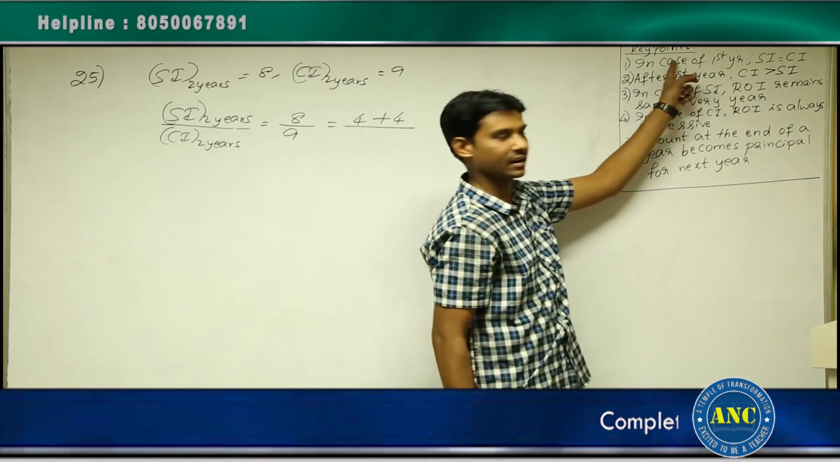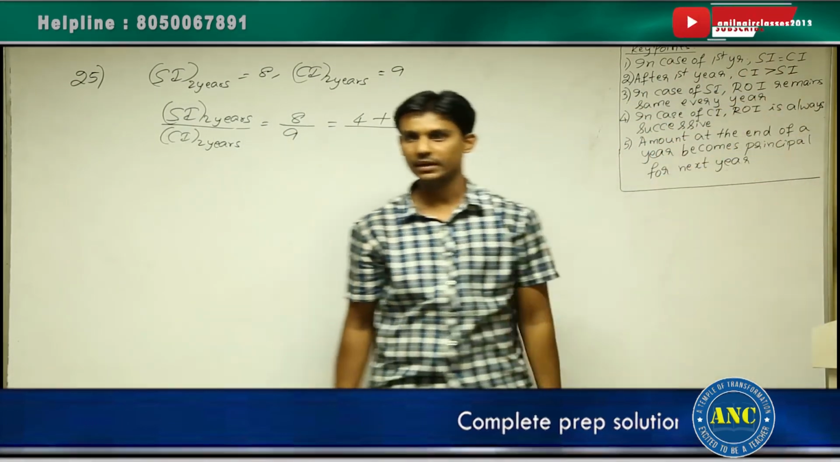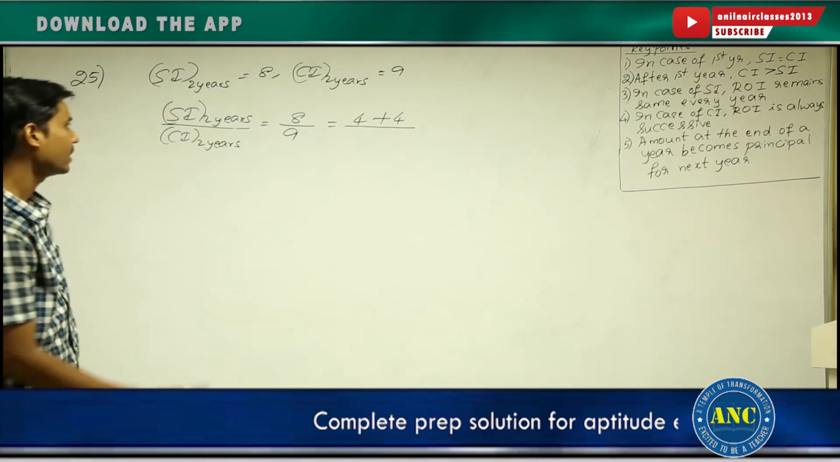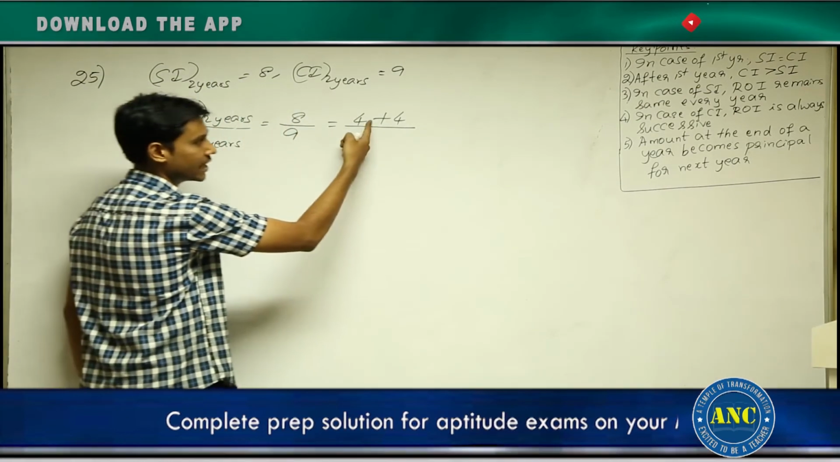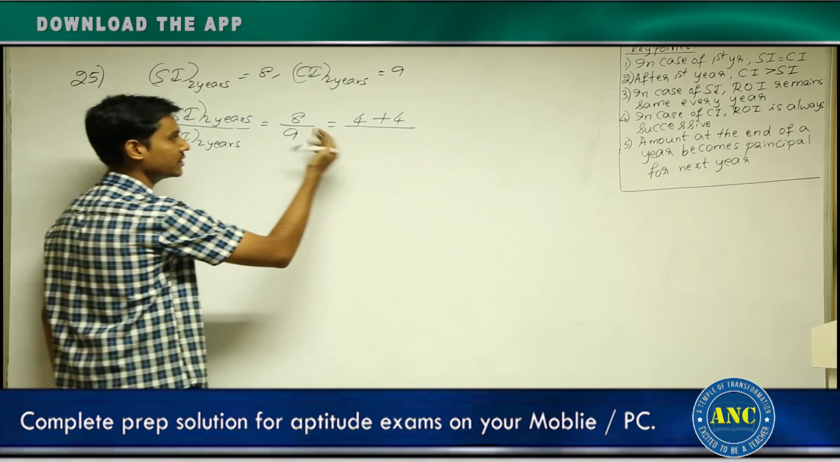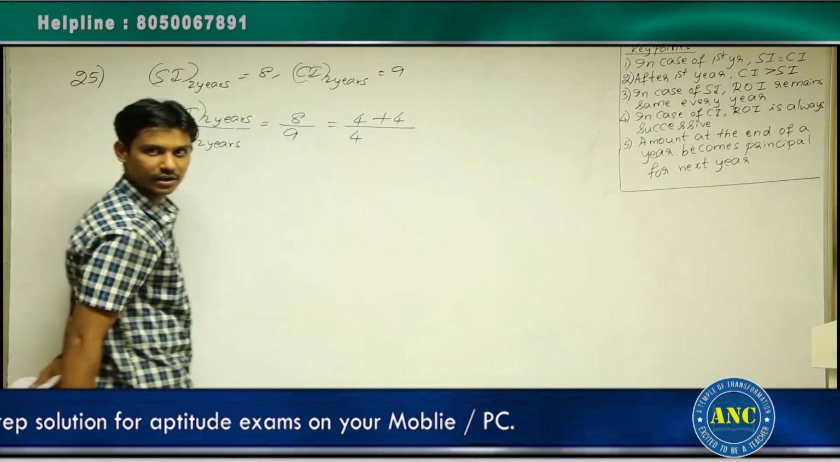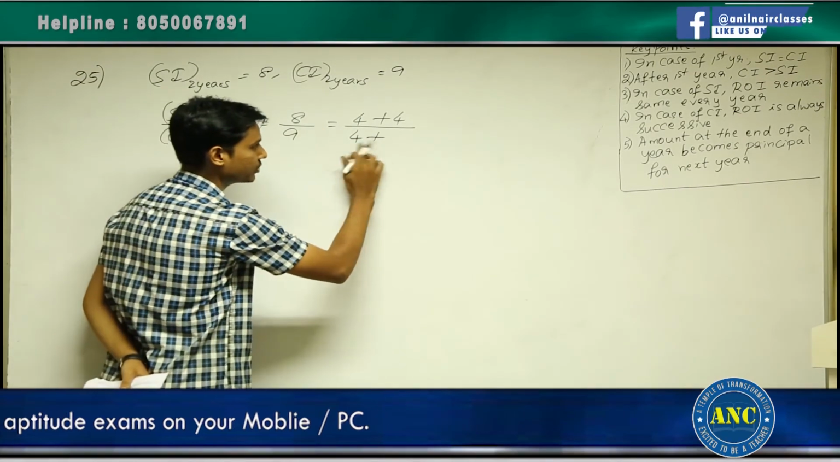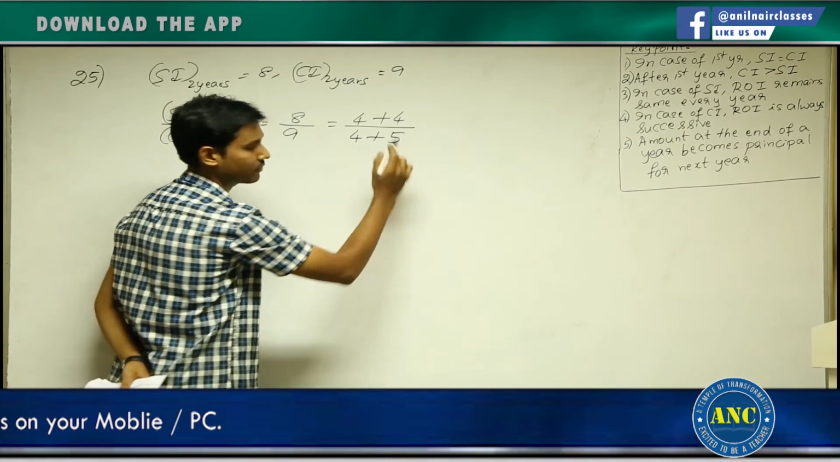In case of first year, SI is equal to CI. In case of first year, if SI is 4, in case of CI also first year SI should be 4 only. Correct? It should be 4. 4 plus something should give you 9. What is that something? 5.